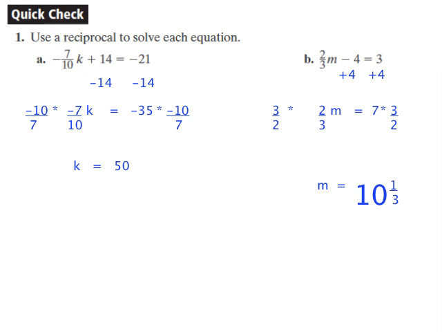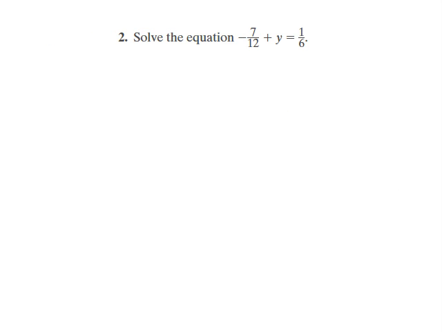Pause the video if you need more time to copy down this problem. Don't forget to ask a question that we can discuss in class. Now try this quick check problem. Pause the video, work it out, then start the video again to see how well you did.